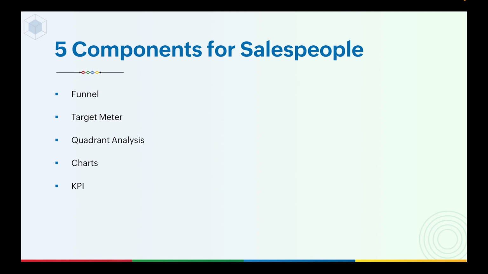Here are 5 handpicked components that we recommend for salespeople. They are charts, the target meter, KPI, funnel, and quadrant analysis. These components are picked keeping in mind the activities of salespeople so that the same helps them in making their work much easier and efficient. In simpler terms, these components are used to compile and display data. How they display data and what kind of data is the catch, and that's what we're going to look at.